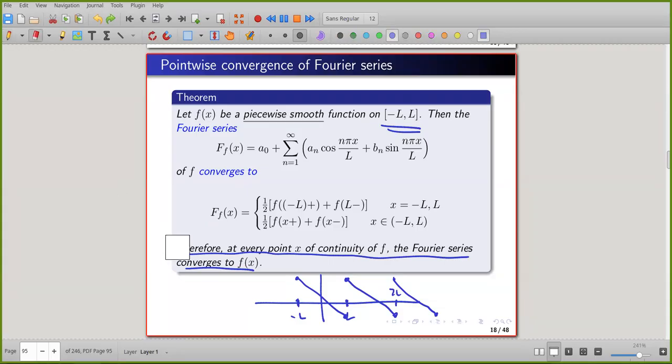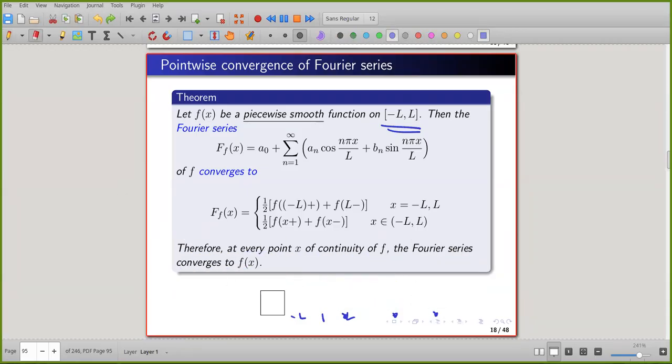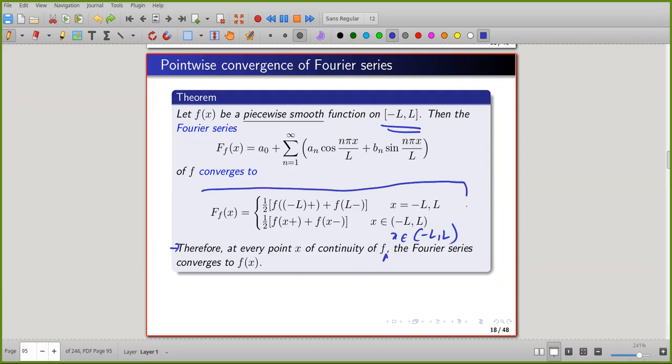So maybe I should rewrite this statement as: therefore, at every point x of continuity of f, where x does not belong to the set of points Z times L, the Fourier series converges to f of x. But in any case, this sentence is a simple consequence of this statement. The important thing is you should understand what this statement is saying. And this is not surprising at all because we have already seen this quite a few times now.